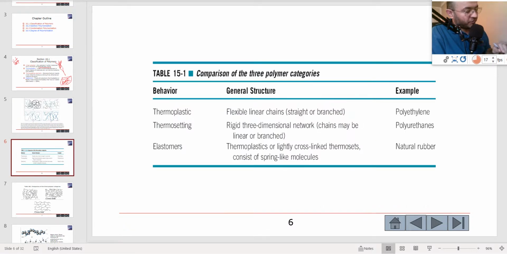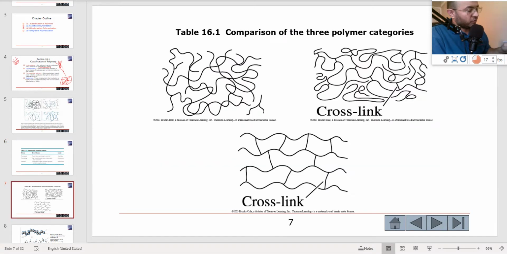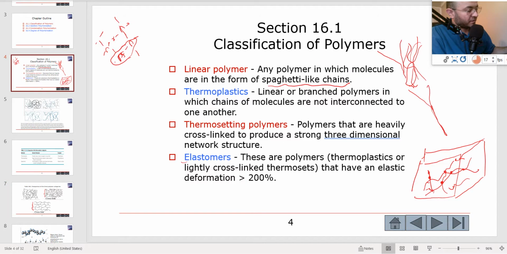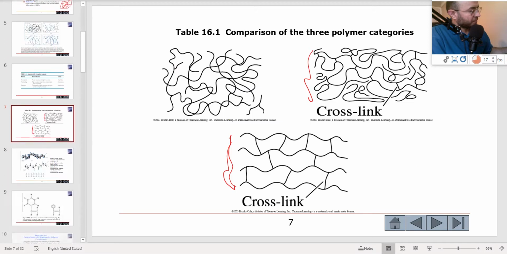So thermoplastics are flexible linear chains. We talk about polyethylene, the one I showed you. Thermosettings are three-dimensional links, urethanes. Then elastomers are natural rubber, that we will talk about in a second. So look at the structure. The structure here is the three types that we talk about. Again, I keep forgetting the names of them, but this looks like a thermoplastic, this is an elastomer. This one is heavy link. This is a thermosetting, and this one I'm guessing is thermoplastic. Here we go. Thermoplastic, thermosetting, and elastomers.